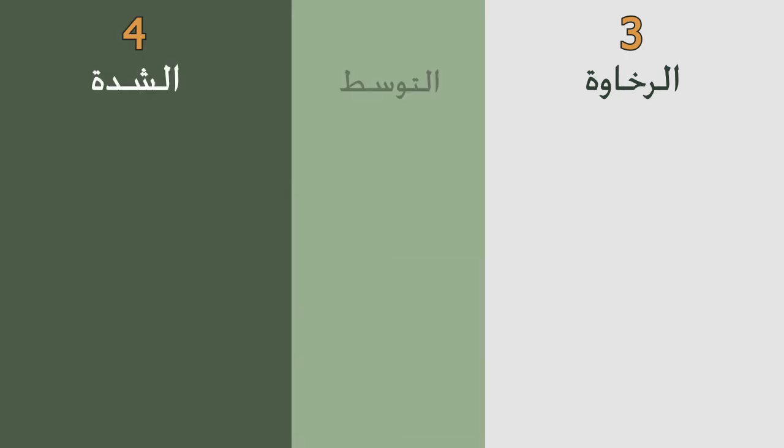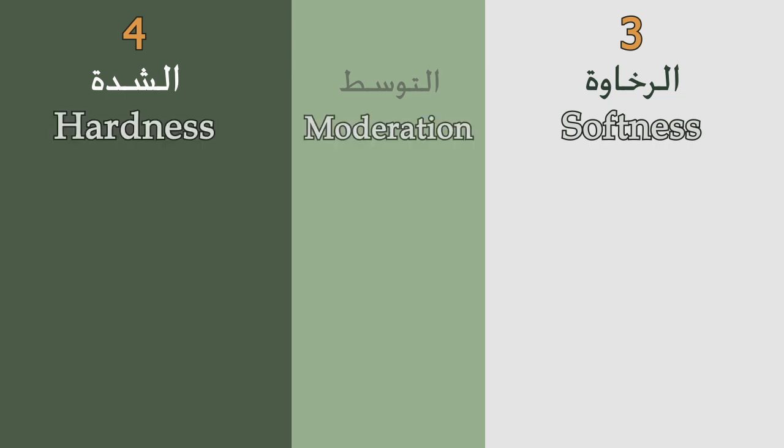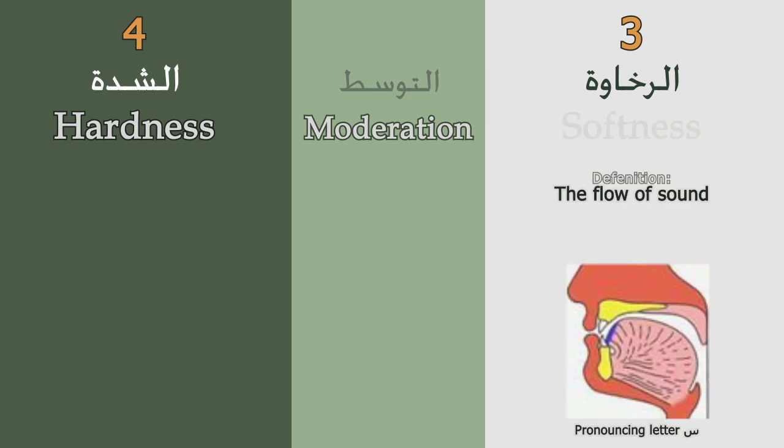Next, الرخاوة وضدها الشدة وبينهما التوسط. Softness and its opposite is hardness, and between them is moderation. Softness is the flow of sound when the letter is pronounced due to the weak dependency on its articulation point. When the letter is pronounced, the sound reaches the articulation place and finds it opened and unable to block the sound, so the letter's time increases.